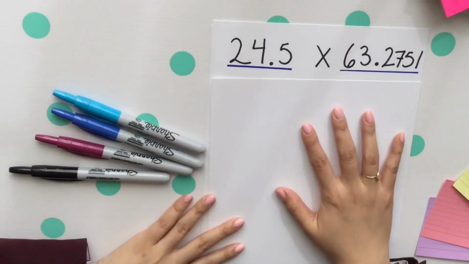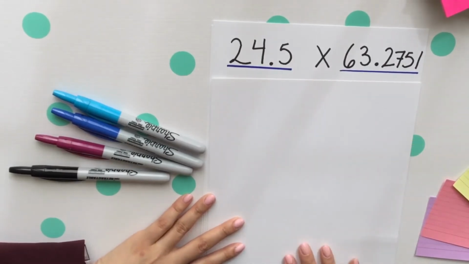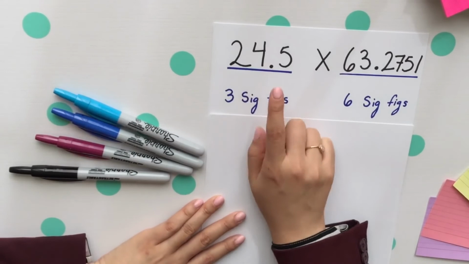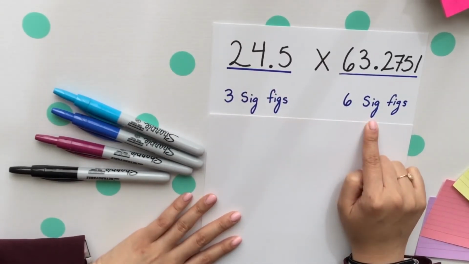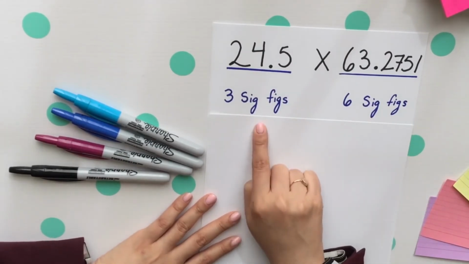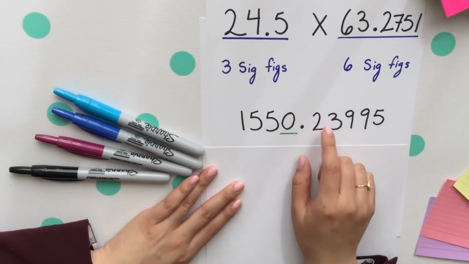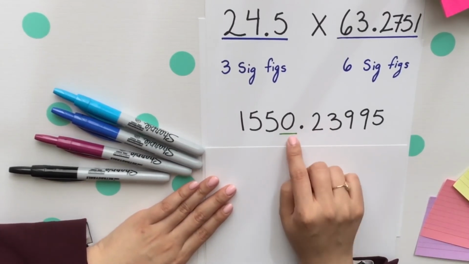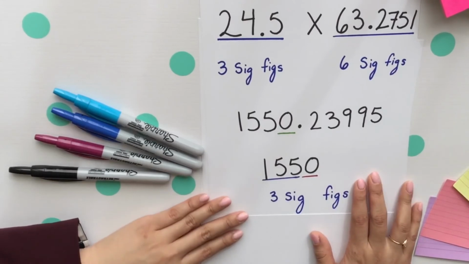Your first step is to figure out how many sig figs there are within each number. Notice that there are 3 sig figs in this first number and 6 sig figs in the second. So we will round to 3 sig figs. After multiplying, you then want to go ahead and stop at this 0. So you remove that decimal place, and there really only are 3 sig figs.